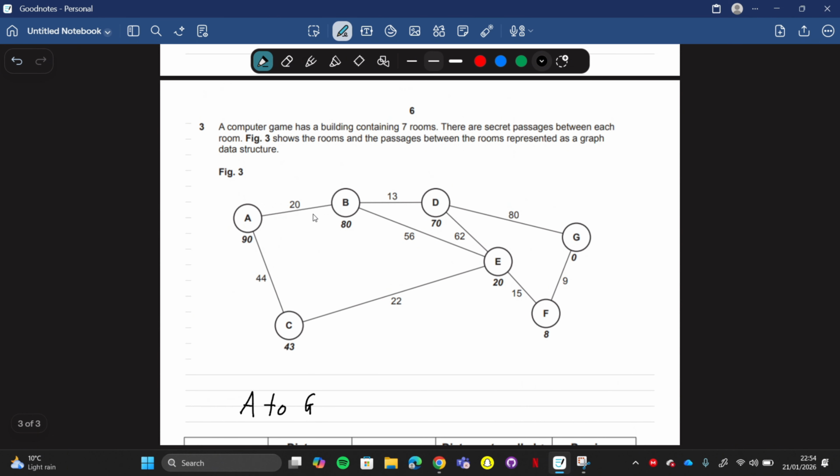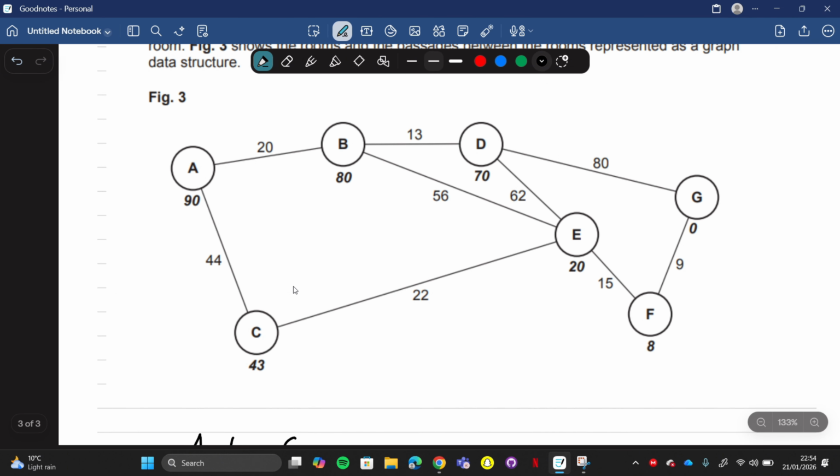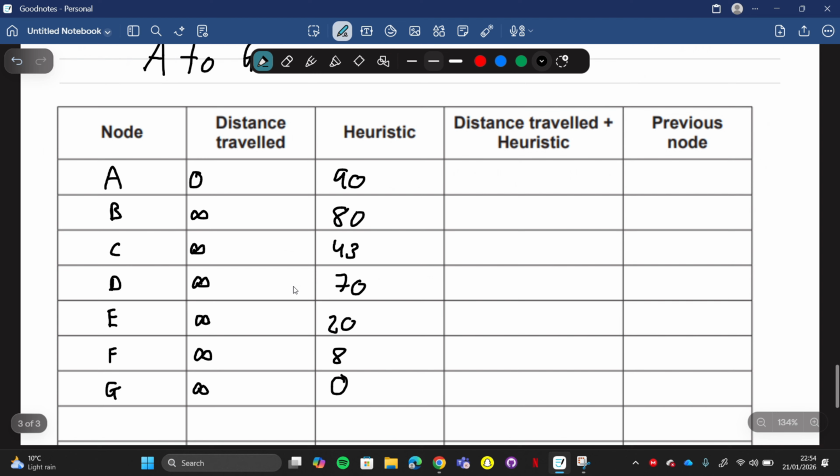We look at A's neighbors, being B and C. We write down its distance, 20 and 44. So the previous node was A, previous node was A. We add these together, we get 100. We add these together, we get 87. The node with the minimum distance plus heuristic is C.